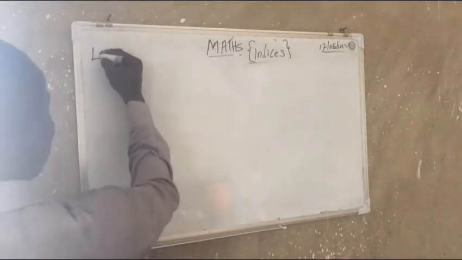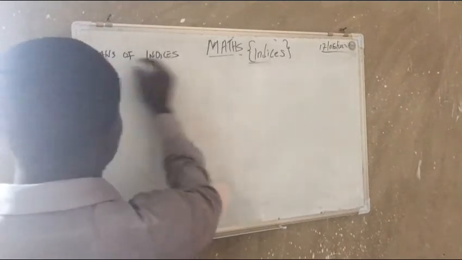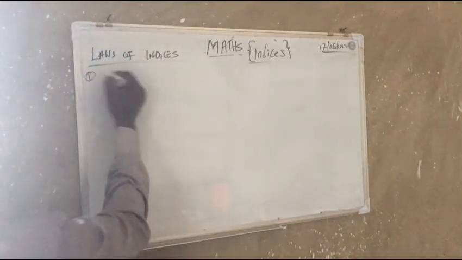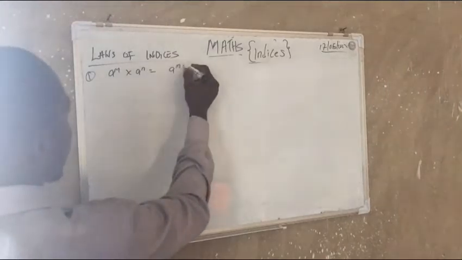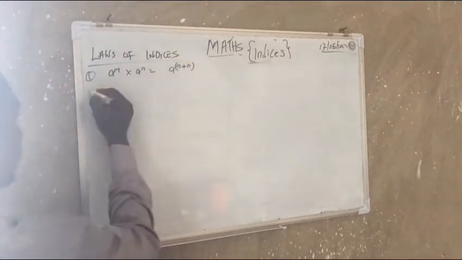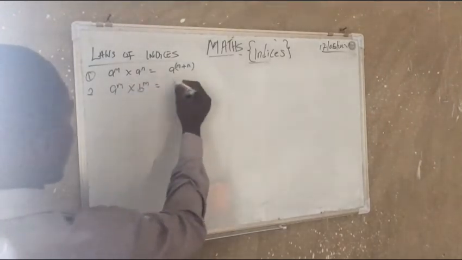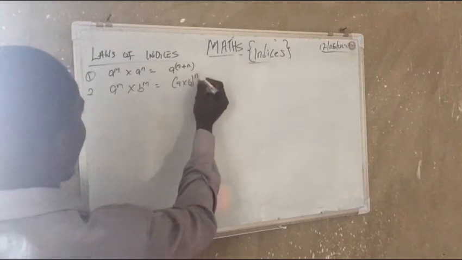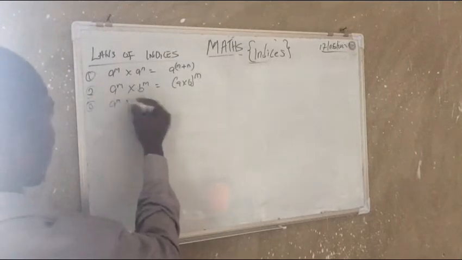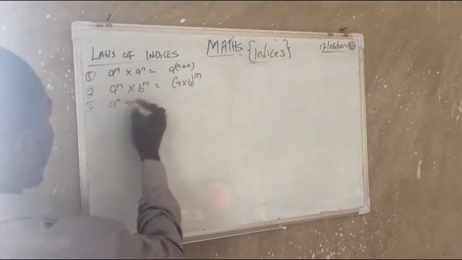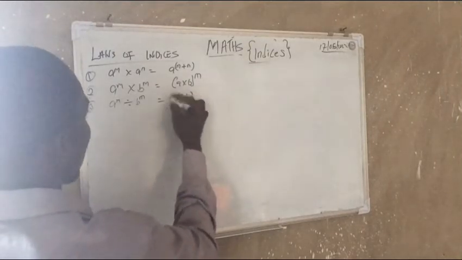Laws of indices. Number one law is a raised to the power m multiplied by a raised to the power n is a raised to the power m plus n. The second one is a raised to the power m multiplied by b raised to the power m is a multiplied by b all raised to the power m. And the third one is a raised to the power m divided by b raised to the power m is equal to a divided by b all raised to the power m.